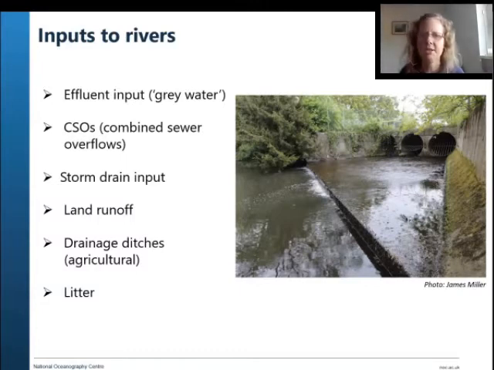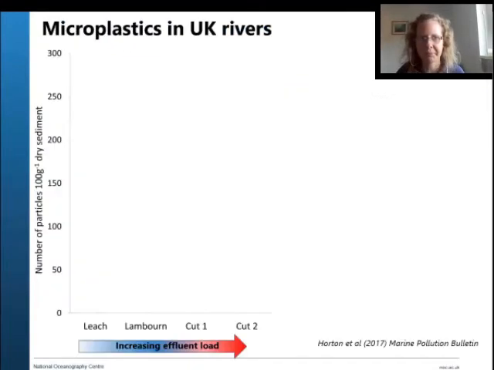We also have storm drain input. So this is road-derived runoff getting put directly into river systems, then land runoff, drainage ditches from agriculture, and then, of course, litter, if people dump litter directly into rivers. So one of the first studies that I carried out when I was looking to investigate microplastics was around the River Thames in the UK.